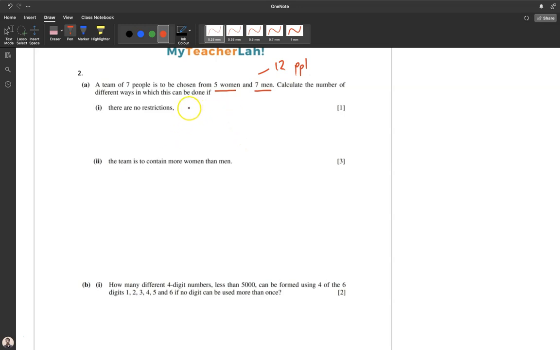Oh, sorry. I made a very, very careless error. It's not that I'm going to choose 12 people. There are 12 people available. And I need to choose 7 people. All right. So that means out of the 12, I will choose 7. And you get 792.